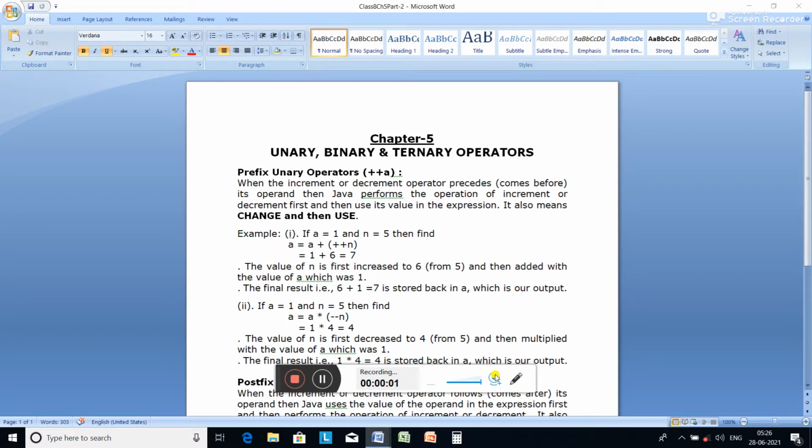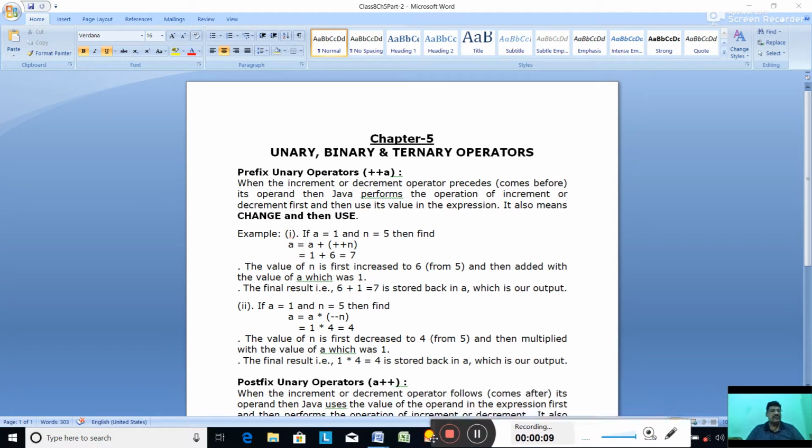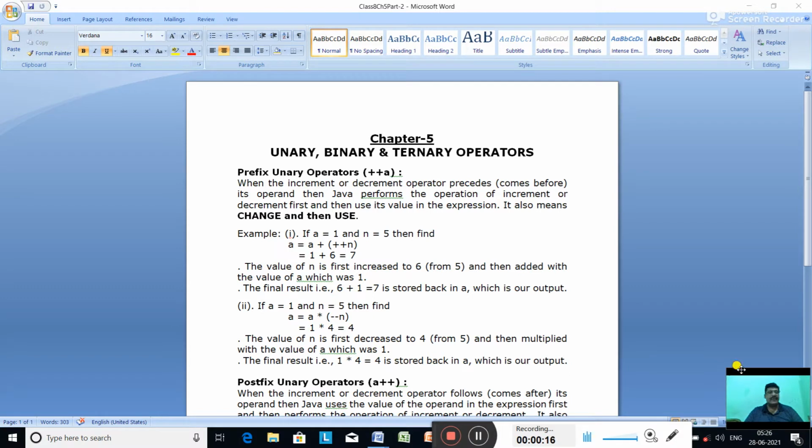Hello class 8. In our last computer class we started chapter 5, that is unary, binary and ternary operators of Java. So unary operators require only one operand to perform the operation. Binary operators require two operands and ternary operators require three operands to perform the expression.